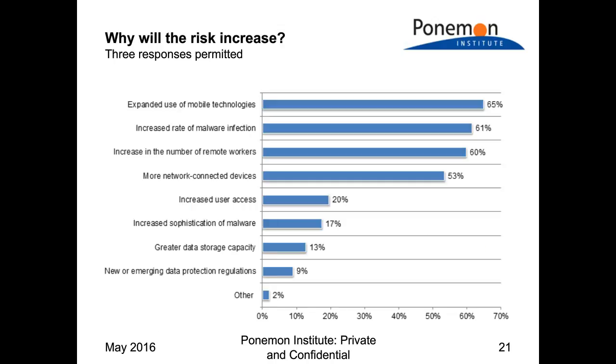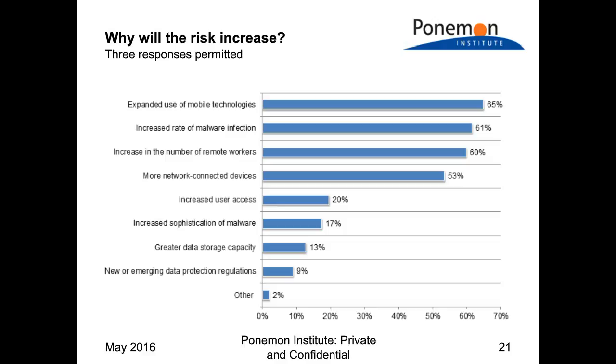Okay. The next slide is: why will the risk increase? What are the factors that cause the risk? Here, the respondents were given three top choices from a list. Number one, the expanded use of mobile technologies, increased rate of malware infection, increase in the number of remote workers, more network-connected printers, increased user access, increased sophistication of malware, greater data security capacity, and newer emerging data protection regulations. Those darn compliance requirements are on the increase. So these are the reasons why we see this risk is increasing, according to our respondents.